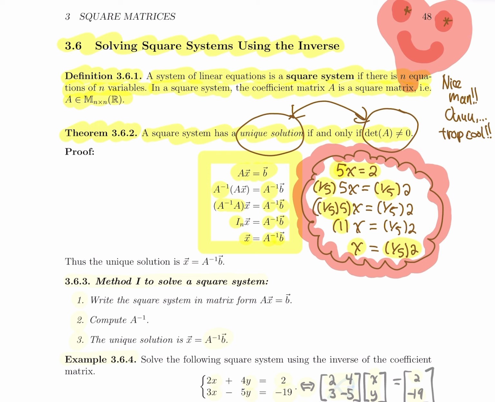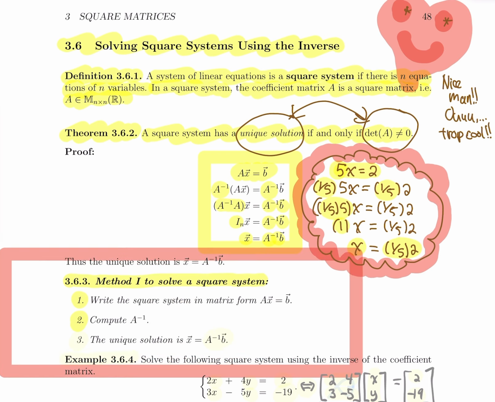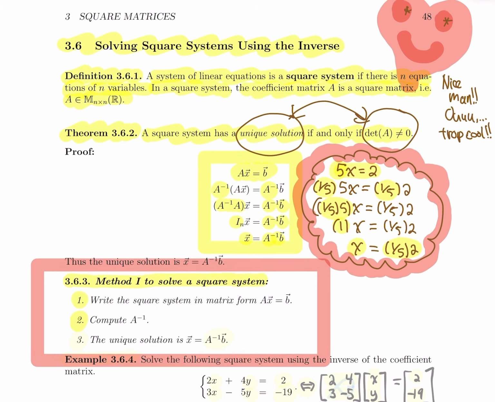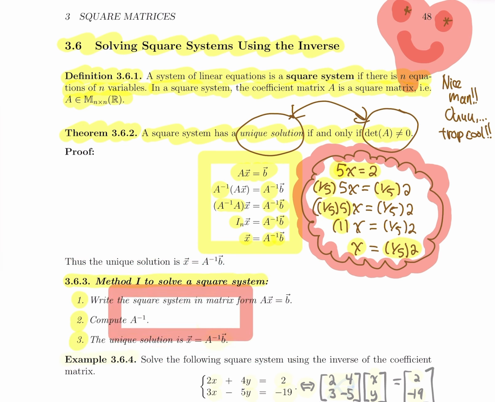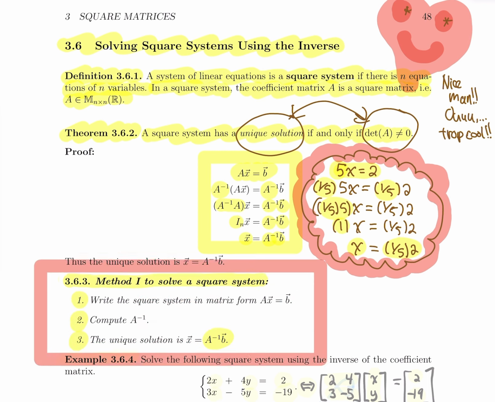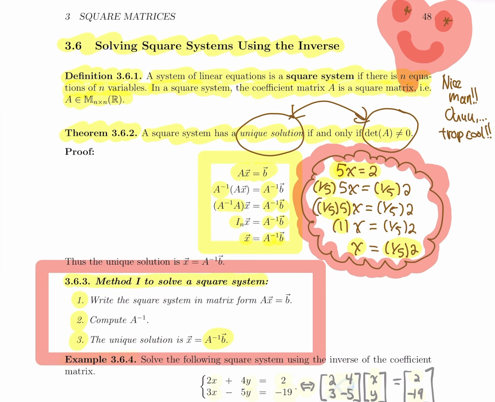So how do you solve a square system? The first method, using the inverse. Well, you first write your system in matrix form just to be able to read clearly what is A and what is b. Then you compute the inverse. If it's a 2 by 2, we have a nice formula. If it's 3 by 3, it's a Gauss-Jordan question. And then the unique solution is obtained by doing matrix multiplication, where you multiply the inverse by the column matrix or the vector b.